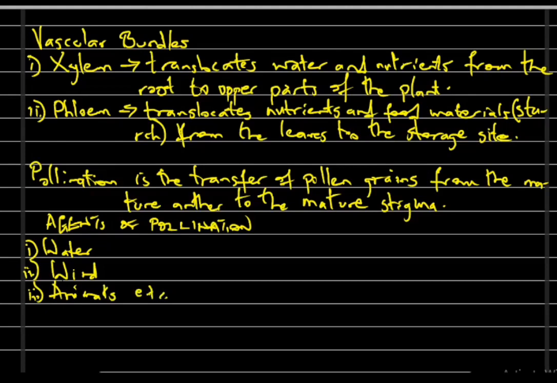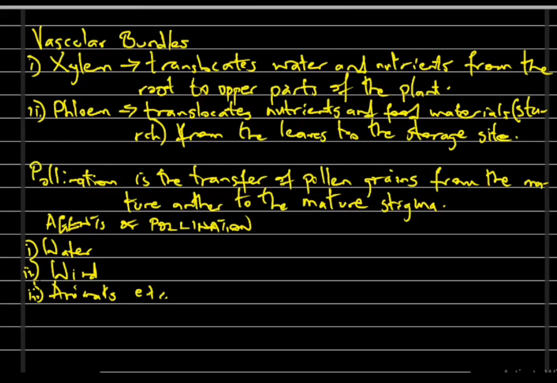So for wind to be able to pollinate these flowers, or to be able to carry or to transfer these pollen grains from the anther to the stigma, it means the pollens must be feathery, they must be very, very light, giving the wind the ability to carry them about from place to place.